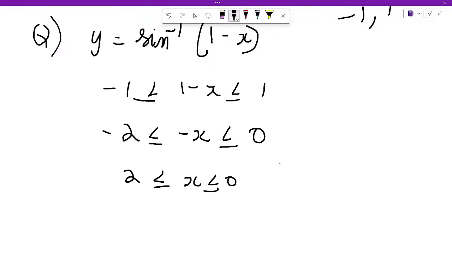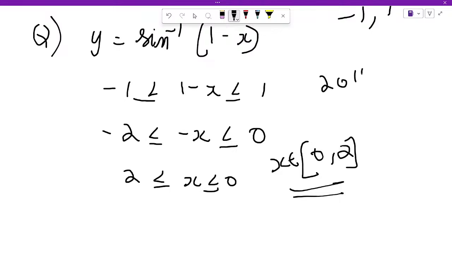So in this question, what will be the domain? x belongs to closed interval 0, 2. So this will be the answer for this question. It's a simple question. I think it has been asked in the 2018 paper. That's why I just told you how important that domain of sine inverse x is.